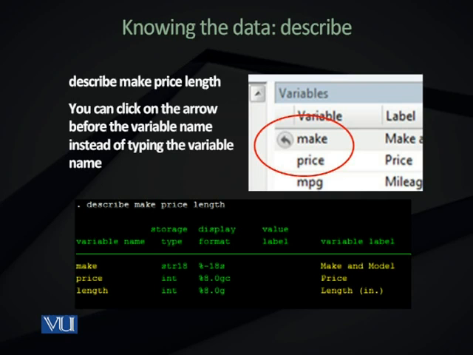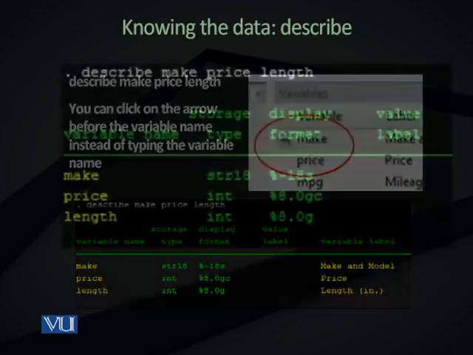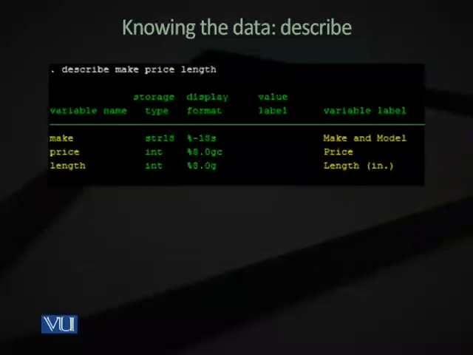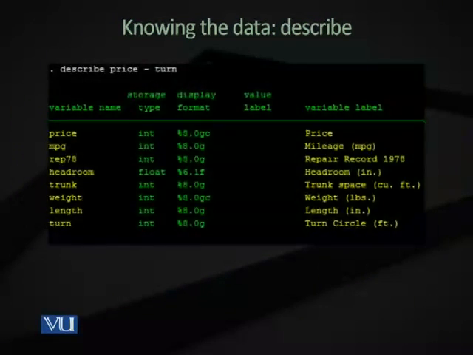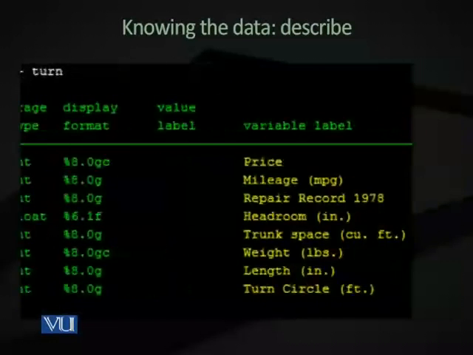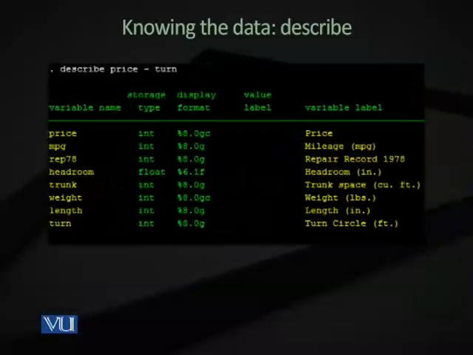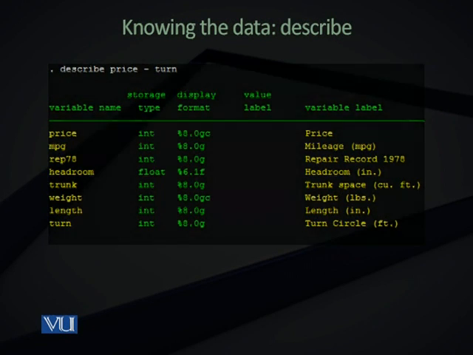We can describe the variables by providing a range of variables. For example, you are seeing that describe price hyphen turn will give all the variables from price to turn. Price, MPG, rep 78, etc. The final one is turn. So from where does Stata get this information? From the variable window. If you look at the variable window, you have variables in the same order. The variables before price and the variables after turn are not displayed as a result.